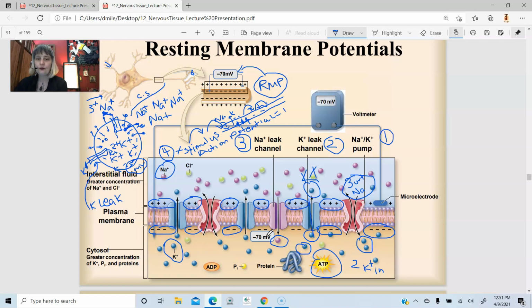All right, and then point number three is that the sodium leak channel right here is going to be the one that will open up and allow sodium to rush in once it gets stimulated enough. And what is enough? Well, the action potential travels down an axon from a neuron and changes the voltage. The process of change in voltage is called depolarization.